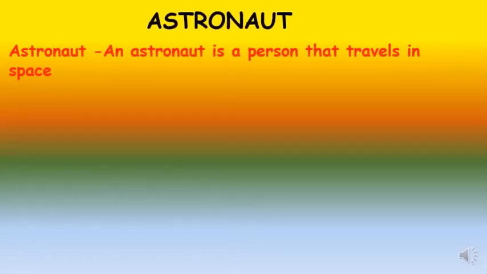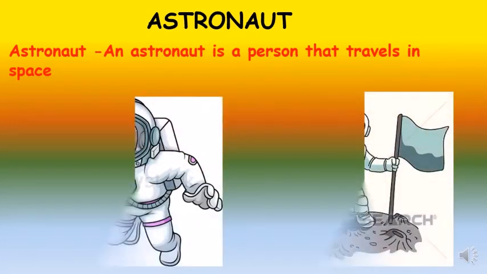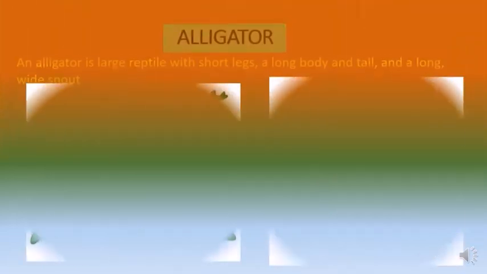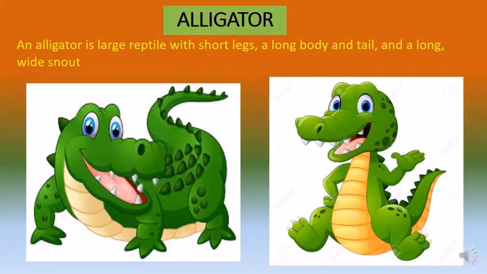An astronaut. An astronaut is a person that travels in space. Hey, I think we see an astronaut landed on the moon there. An alligator. An alligator is a large reptile with short legs, a long body and tail, and a long white snout. Wow, I can see those sharp teeth.